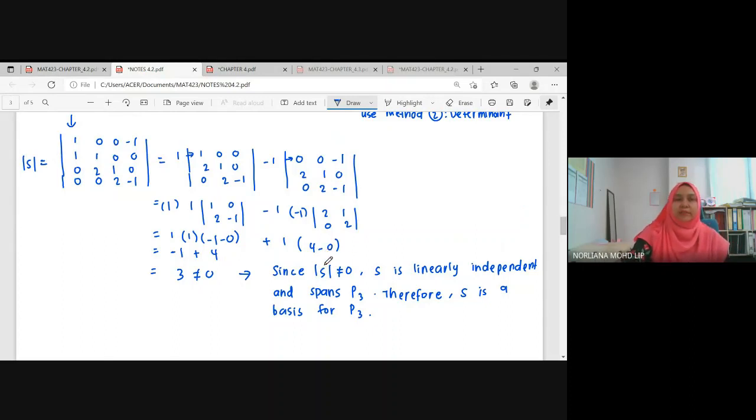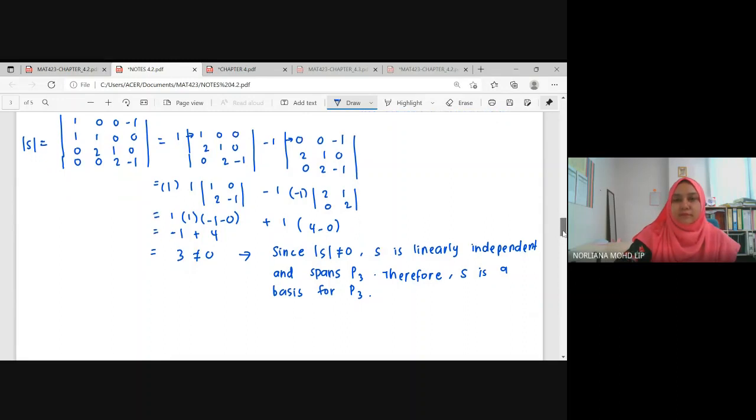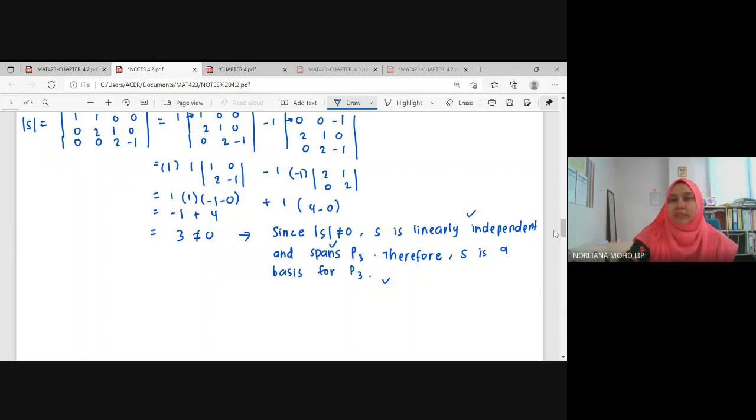Ni boleh je label apa-apa ni. Vektor je. Okay, kena buat conclusion macam ni lah. Kalau you approve menggunakan method of determinant ni, kena buat ayat macam ni lah. Since determinant of S is not equal to 0, so S is linearly independent. Kena mention lah linearly independent and spans P3. Okay, therefore S is a basis for P3. Markah yang ni ada yang untuk conclusion untuk linear independent and spans P3 ni. Sebab tu kena mention lah dekat conclusion dia ni.